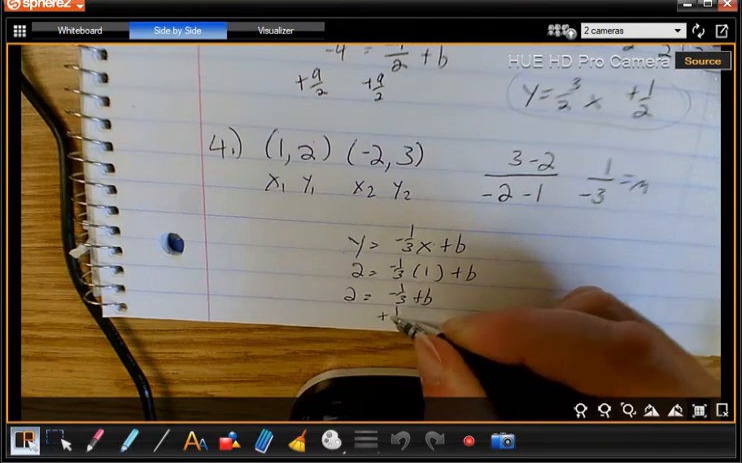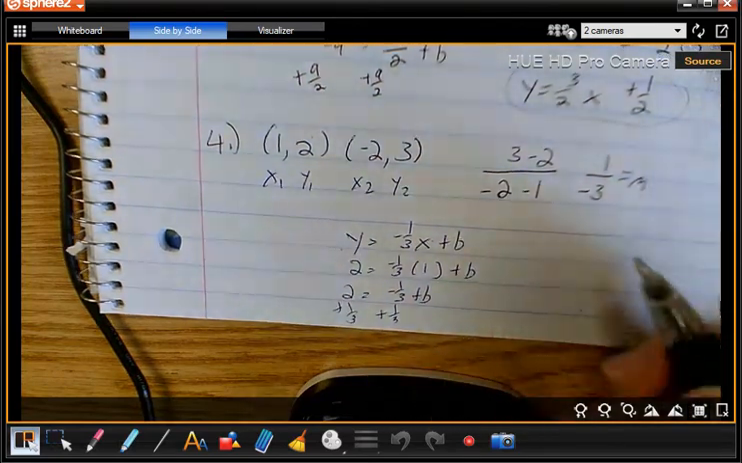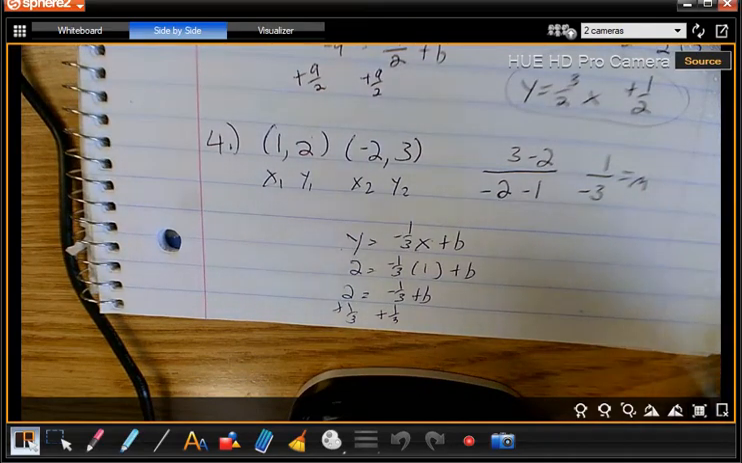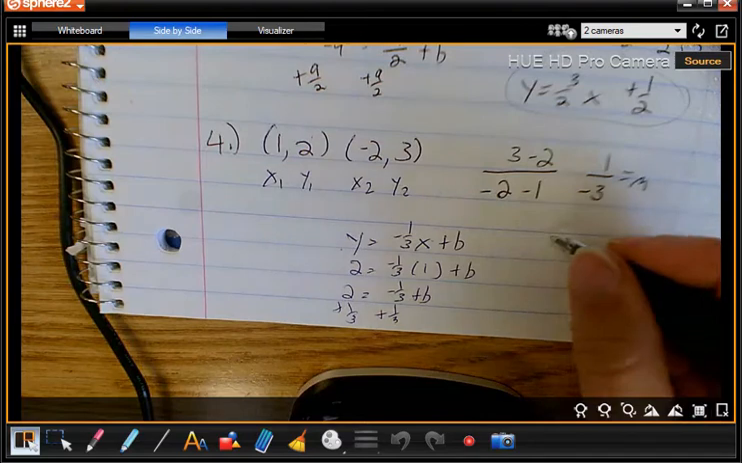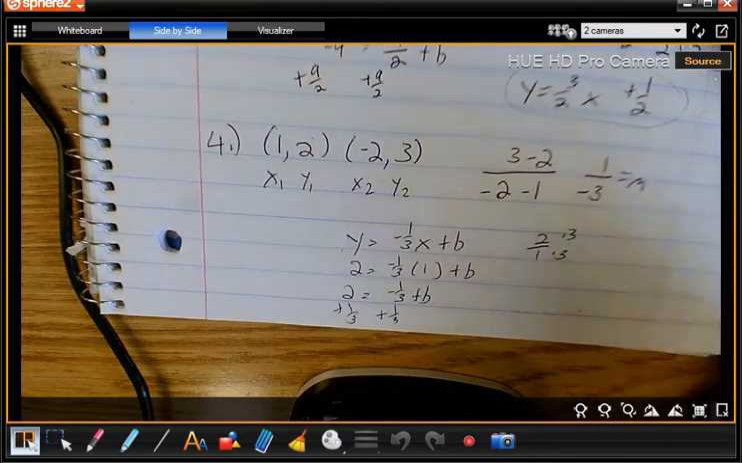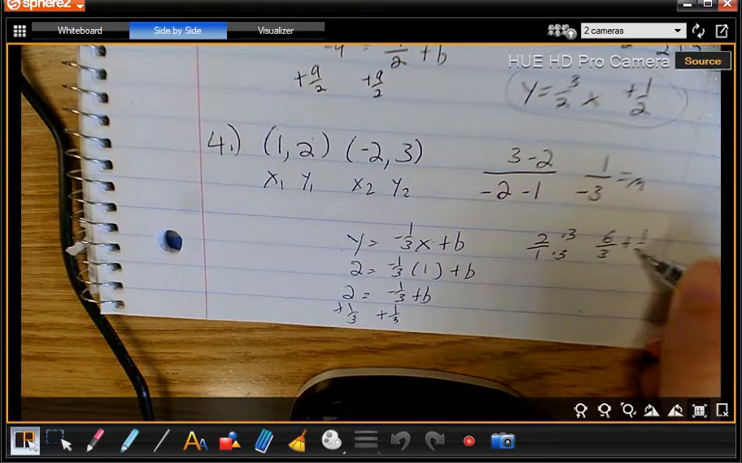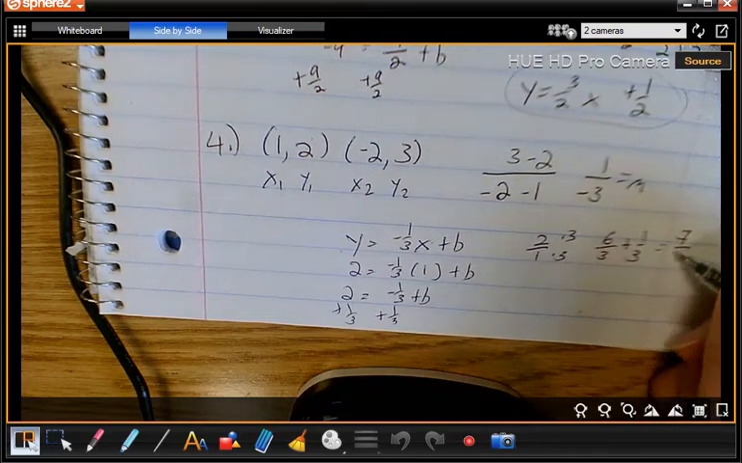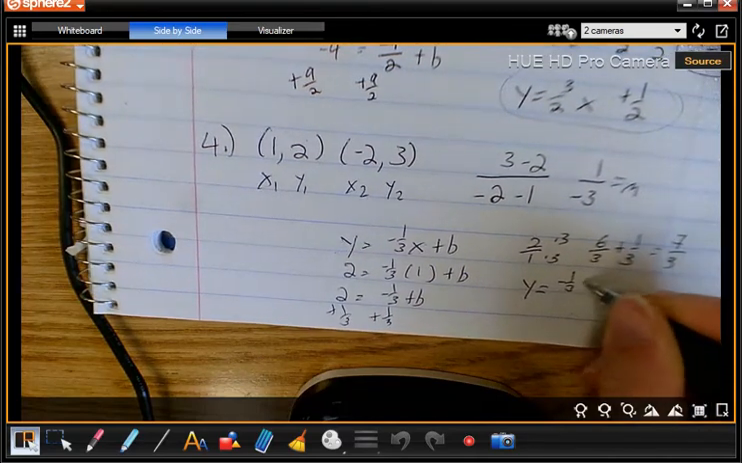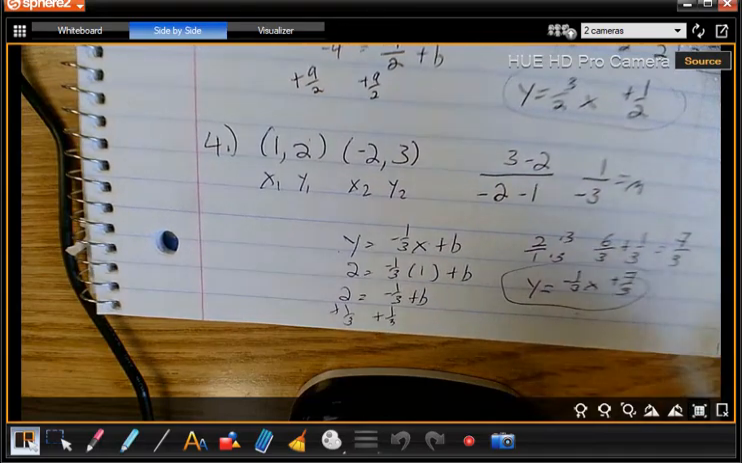I'm going to add that 1/3 to both sides. And again, I'm going to have to do a little thing with fractions. And again, you can just plug this into Desmos. If you go 2 plus 1 divided by 3, it gives you the answer. But I'm going to multiply top and bottom by 3. And I'm going to get 6 over 3 plus 1/3, which gives me 7/3. So y equals negative 1/3 x plus 7/3 is my answer.